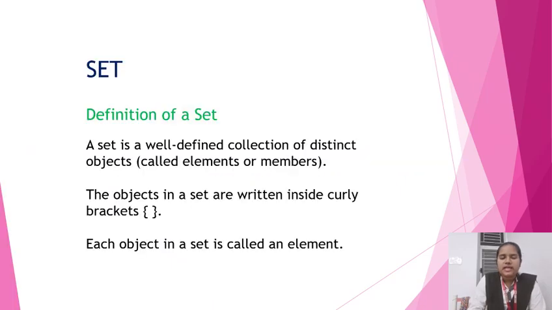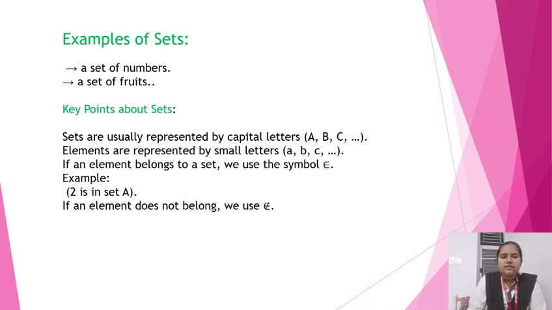Definition of a set. A set is a well-defined collection of distinct objects called elements or members. The objects in a set are written inside curly brackets. Each object in a set is called an element. Here we see some examples of sets, a set of numbers and a set of fruits.